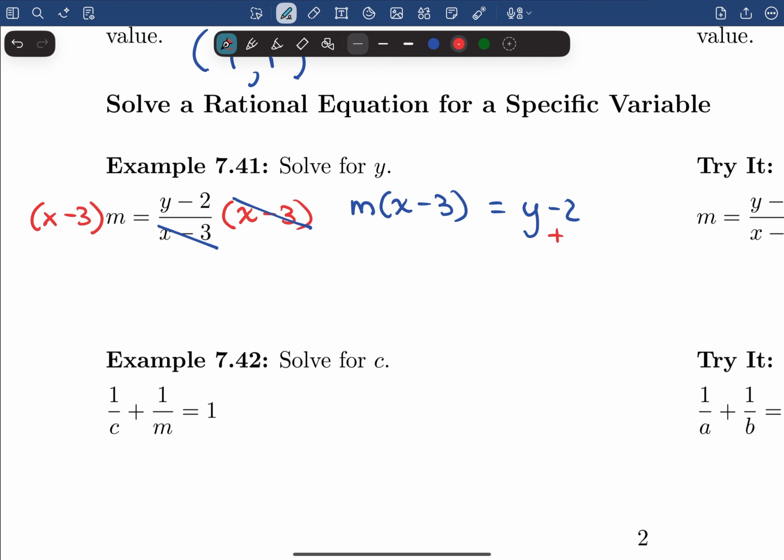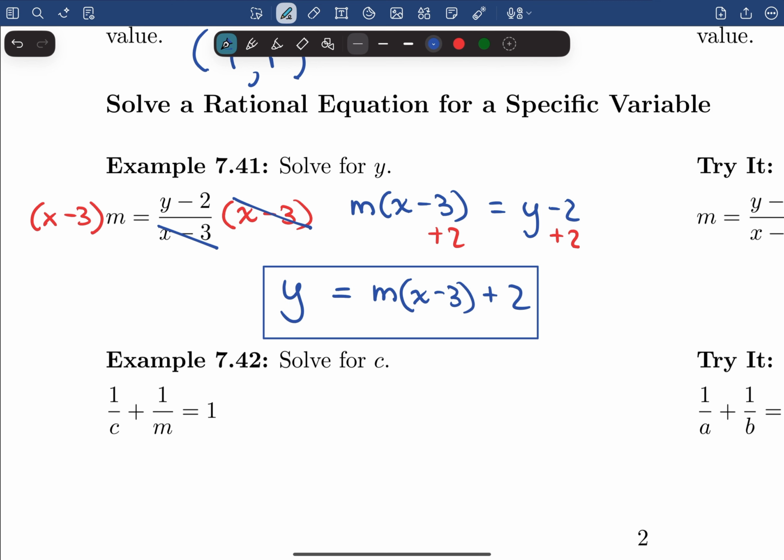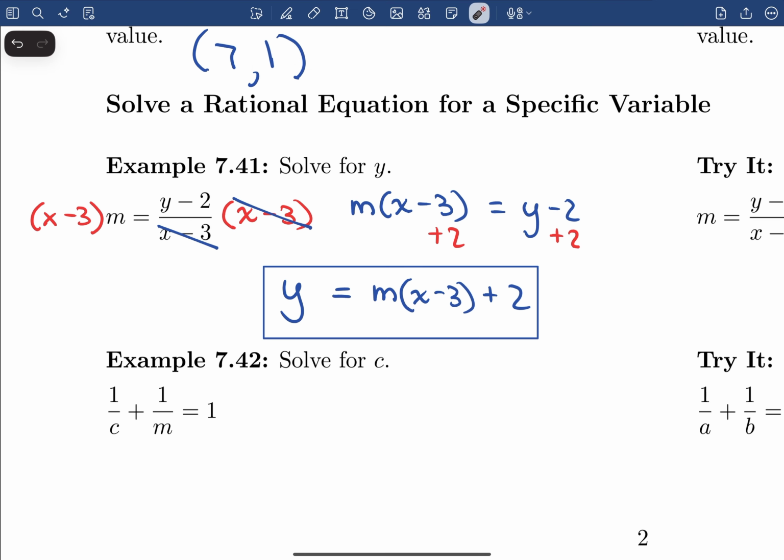And lastly, we can add 2 from right to left. And now we've gotten y all by itself. So m times x minus 3 plus 2, that's what y equals. That equals y. Okay? So now we have solved this equation for y. We got y by itself by using some algebra skills.